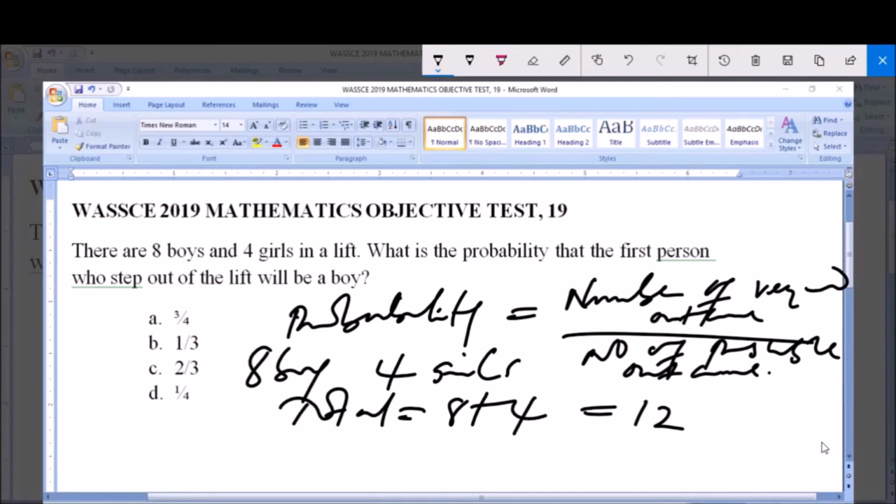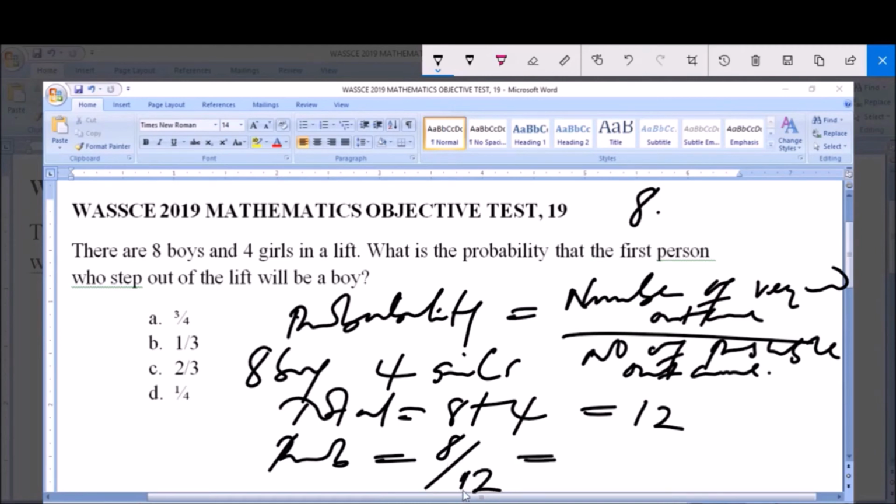Now the question is asking us for the probability that the first person to step out of the lift will be a boy. Now how many boys are there? We have 8 boys. So there are 8 possible outcomes. There are 8 possibilities that it will be a boy, because there are 8 boys amongst the 12 people. So your probability now will be equal to number of required outcome, which is the 8, divided by number of possible outcome, which is 12.